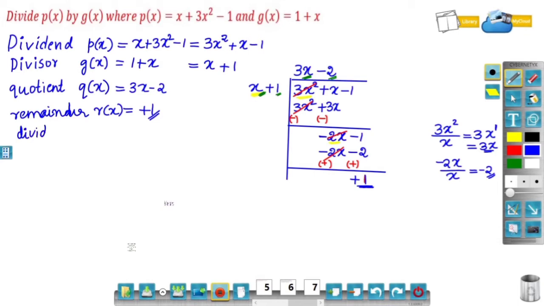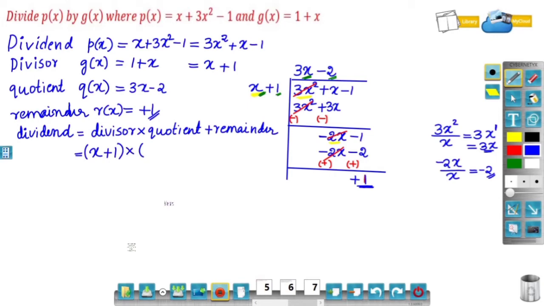So now let us verify the relationship between dividend, divisor, quotient and the remainder. We know that dividend is equal to divisor into quotient plus remainder. Now what is the divisor? Divisor is x plus 1 into quotient is 3x minus 2 plus remainder is 1.